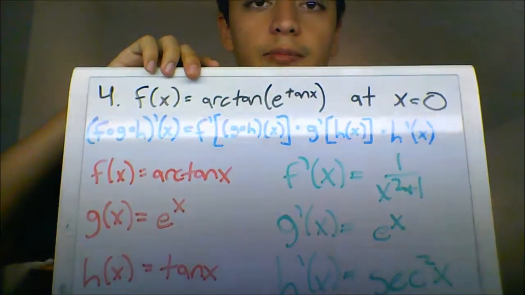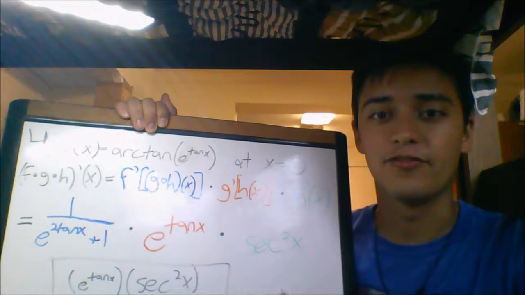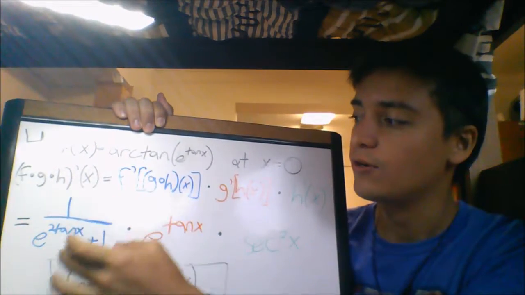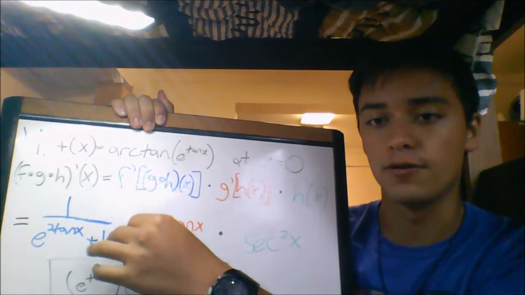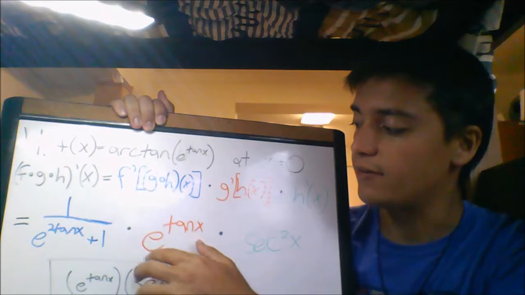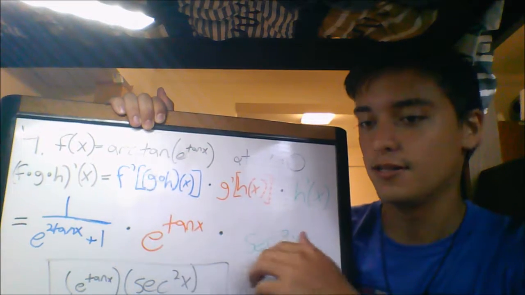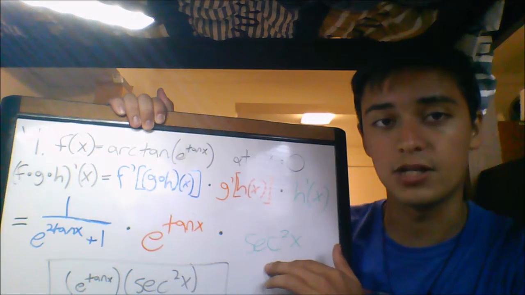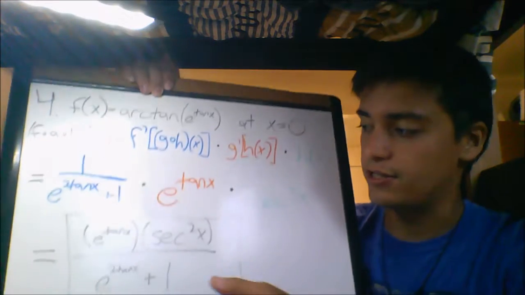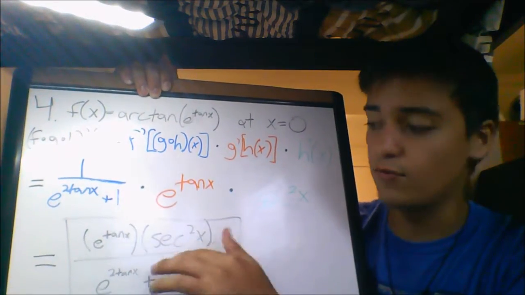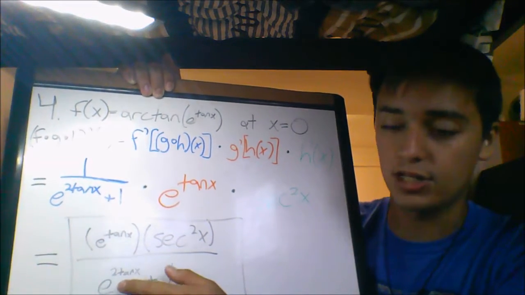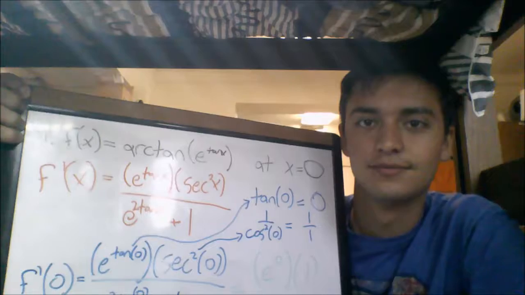So now we'll be using all of this to be able to apply it to this equation and find the answer to this problem. Now we're going to derive the function. First, here in blue, we end up with 1 over e to the power of 2 tangent x plus 1. Here we have e to the power of tangent x. And lastly, we end up with secant squared of x. So our final answer is e to the power of tangent x times secant squared x over e to the power of 2 tangent x plus 1.